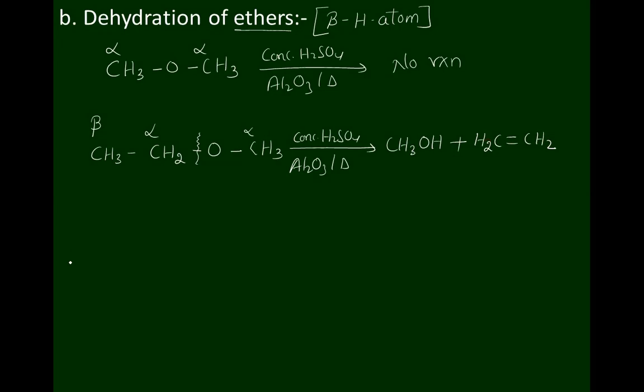If the given compound is like this, CH3O, C, CH3, CH3. Hydrogen, alpha carbon atom, beta carbon atom, beta carbon atom, alpha carbon atom are subjected to dehydration by using concentrated sulfuric acid or aluminum oxide. So both the beta carbon atoms contain the same number of carbon atoms.